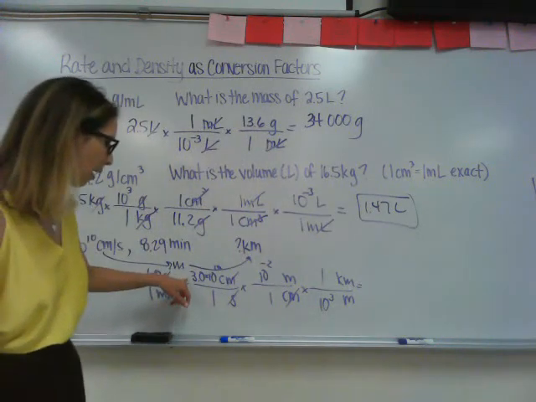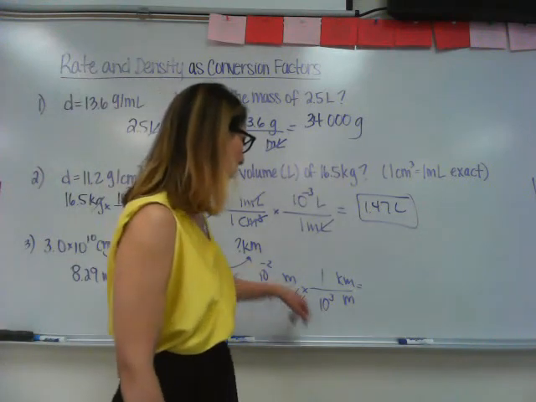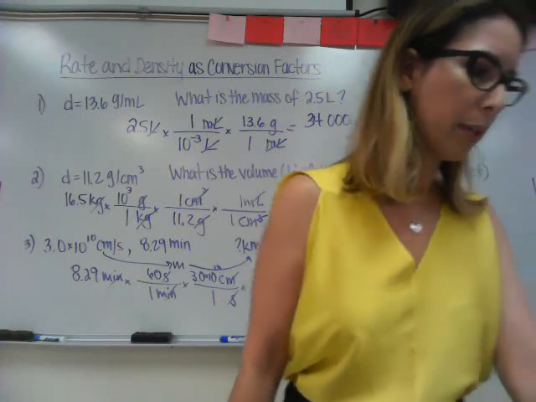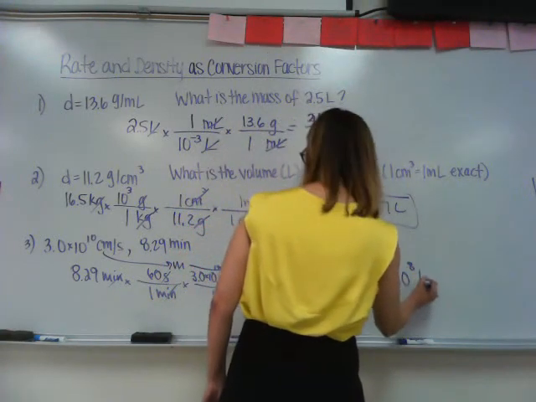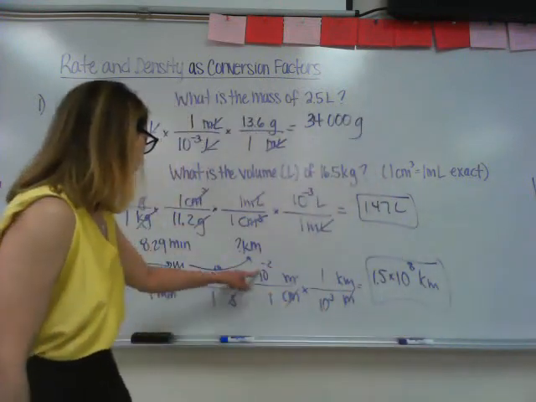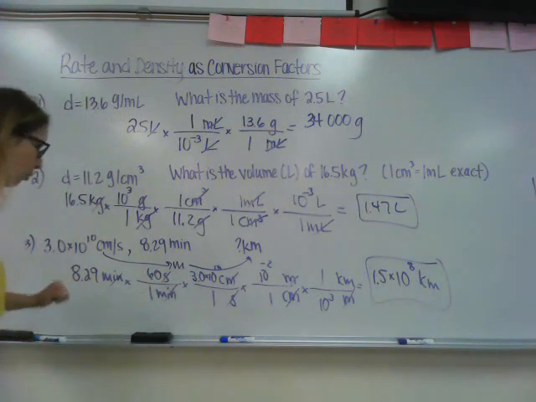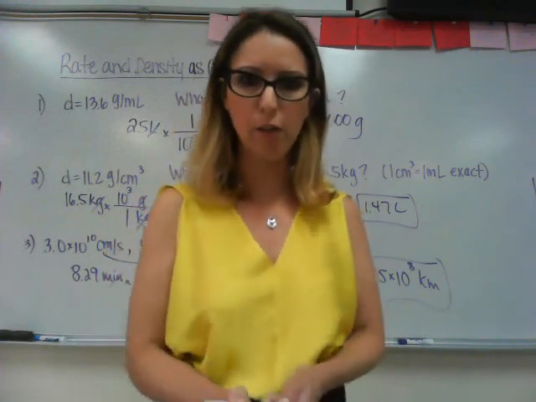8.29 times 60 times 3.0 second E 10 times second E negative 2 divided by second E 3. You're going to get 1.5 times 10 to the 8th kilometers. These are exact. This is 2 sig figs. This is 3 sig figs. So 2 sig figs is the fewest. That's why we're putting 2 sig figs in our final result.